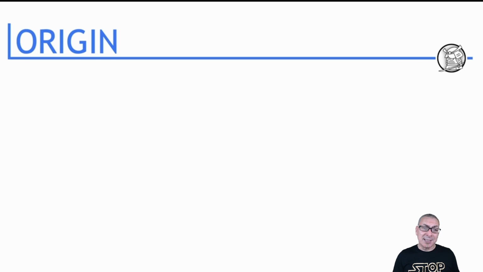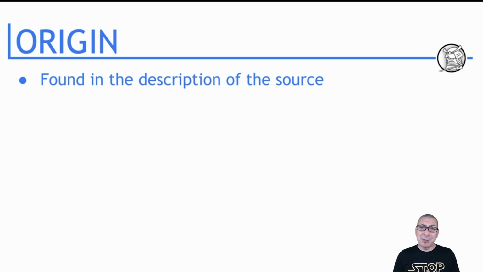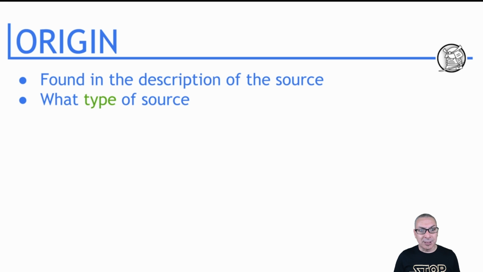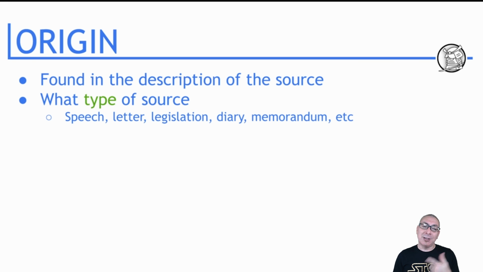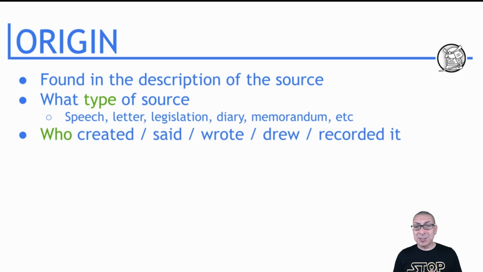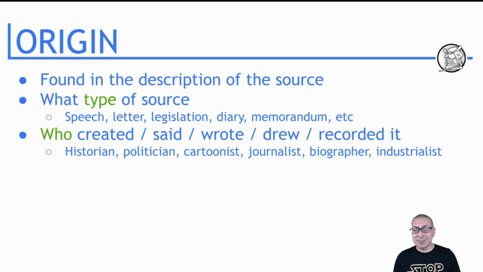So the origin. Well, the origin's actually found in the description of the source, right? You'll see that at the top. You want to talk about the type of source it is. Is it a speech? Is it a book? You want to also add who created it, who said it, who wrote it, who drew it, who recorded it. It could be an historian, politician, biographer. It could be a business person or an industrialist. Maybe it could be a homemaker. You just never know. It could be a number of different people.